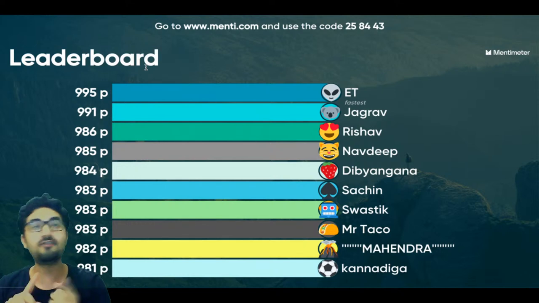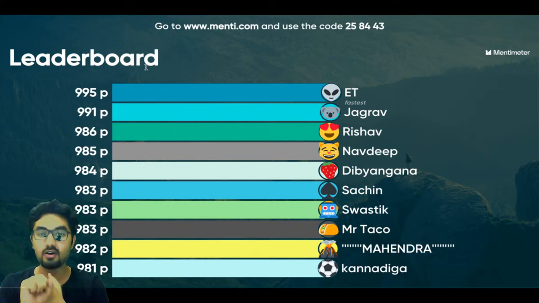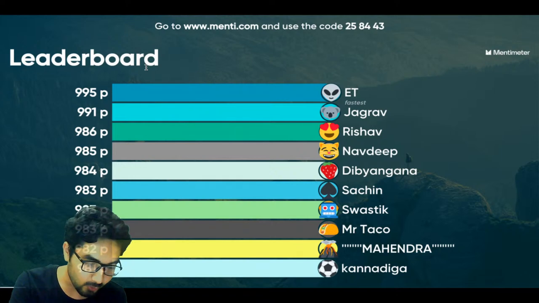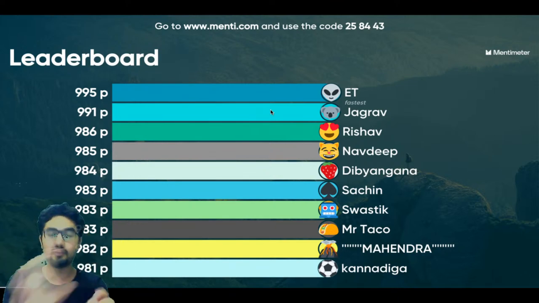So ET was the fastest, and he or she, I don't know what ET means, so he or she is at the first. Then Jagrav, is that right? So Jagrav is second, Rishabh is third, followed by Navdeep, Dibyangra, Sachin, Swastik, Mr. Taco, Mahindra, and Kanadika. Congratulations, you guys. So perfect. So even if you were late, and I'm sorry for being a bit late, this is what the pattern for today's quiz is gonna be. I'll be showing you some GIFs and you have to tell me what this associates to the best, right?